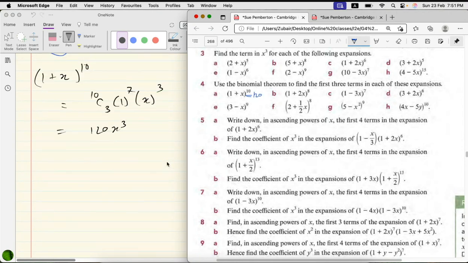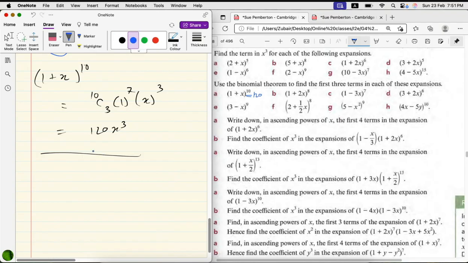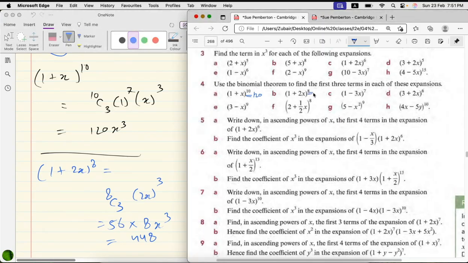So the coefficient of x cube in this first expansion is just 120. If I'm looking at the B part, this is (1 plus 2x) raised to power 8. So this will be 8C3, (2x) raised to power 3, and 8C3 is 56 times 8x cube. So 56 into 8 is 448, and the coefficient of x cube in the expansion of (1 plus 2x)^8 will be 448. Getting the idea?